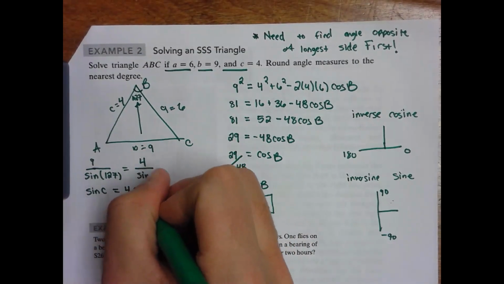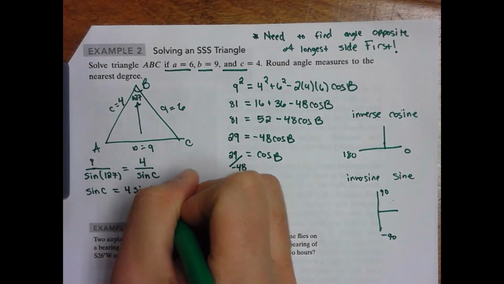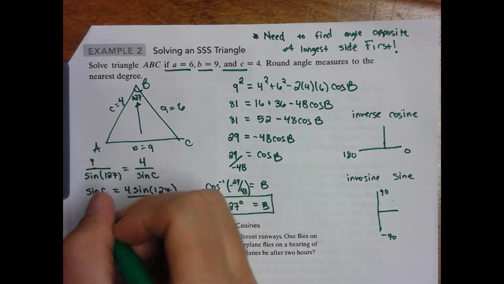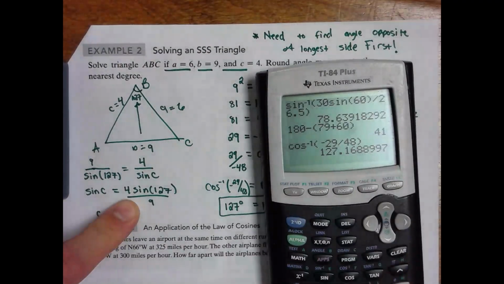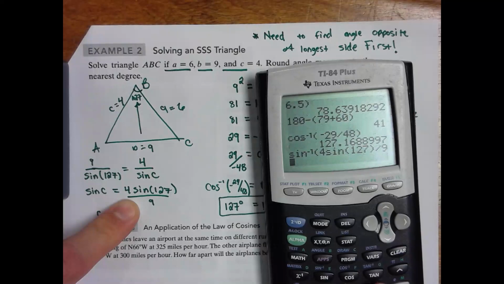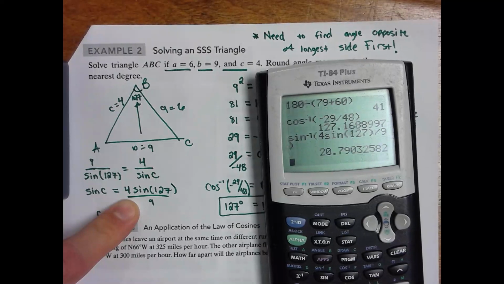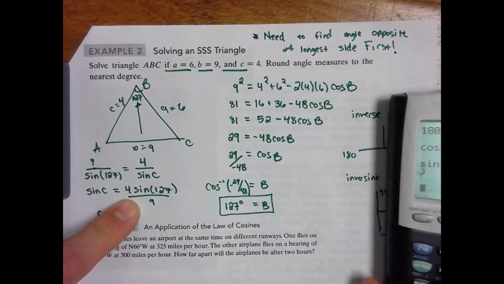So that's 4 sine of 127 divided by 9. And so C equals the inverse sine of that value. So inverse sine of 4 sine of 127 divided by 9 is 21 degrees.